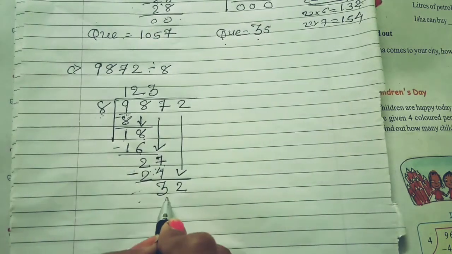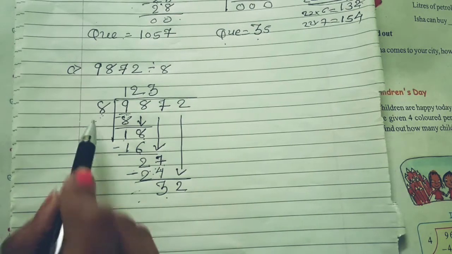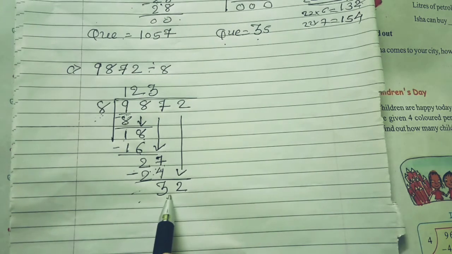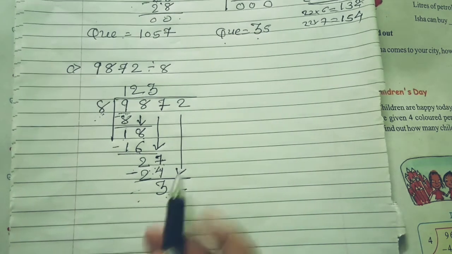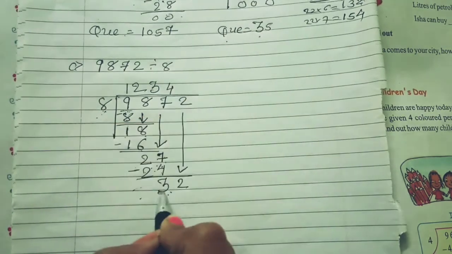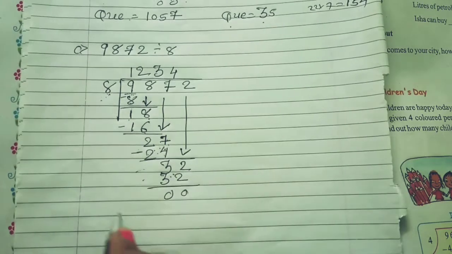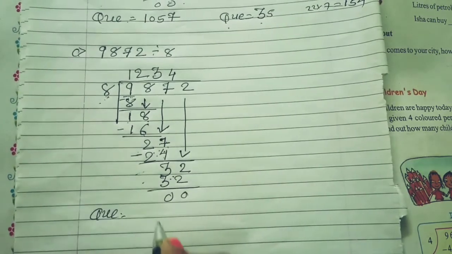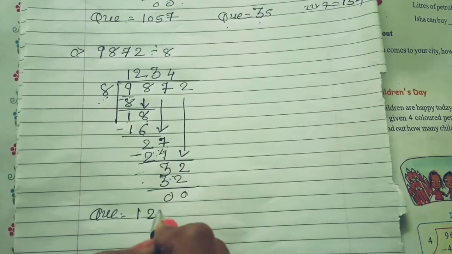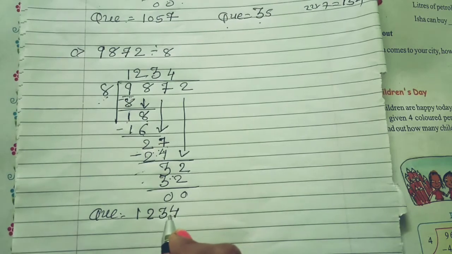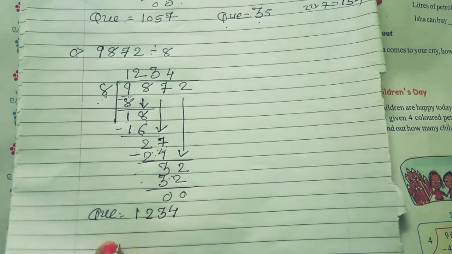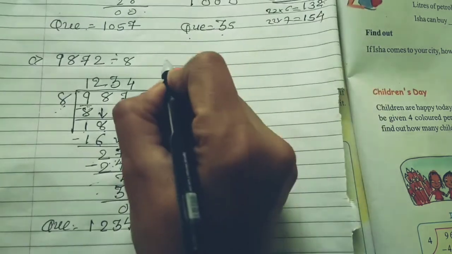We have new digit 32. So 8 के table में 32 आता है. Yes, if we recite the table of 8, 8 4s are 32 and 0, 0. So what is our quotient? Our quotient is 1234.